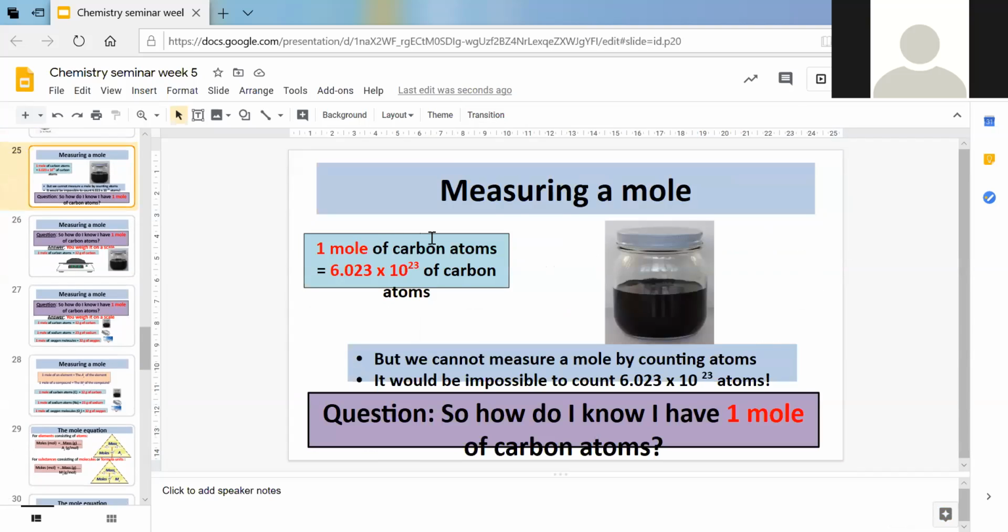So 1 mole of carbon atoms equals 6.023 times 10 to the power of 23 carbon atoms. We can't count it.